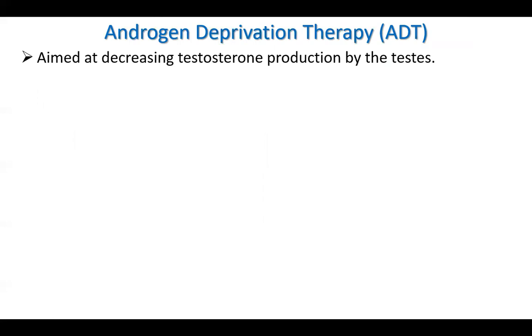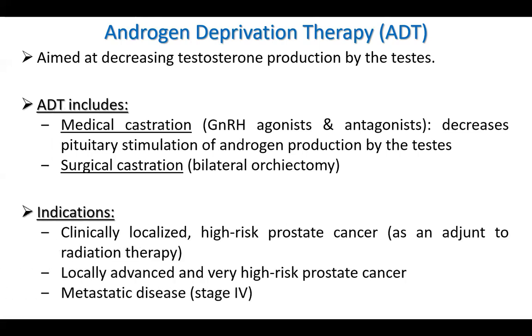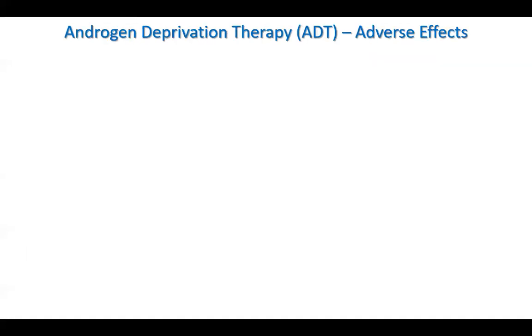It's a bit dry part, so just bear with me. It is aimed at decreasing testosterone production by the testes. It includes medical castration and surgical castration. Medical castration would mean giving GnRH agonists and antagonists to decrease the pituitary stimulation of androgen production by the testes. Indications are clinically localized high-risk prostate cancer as an adjunct to radiation therapy, locally advanced high-risk prostate cancer, and metastatic disease.